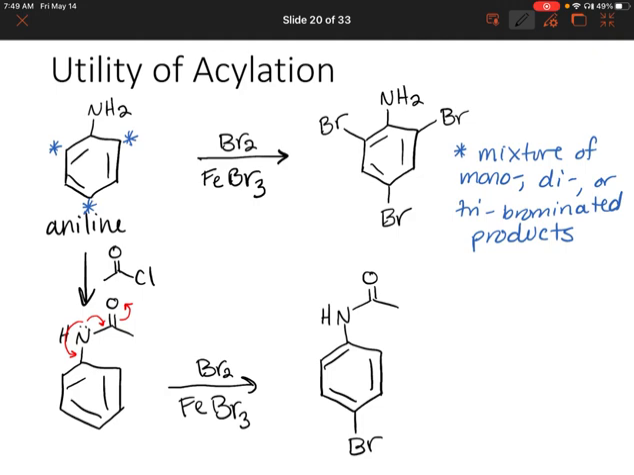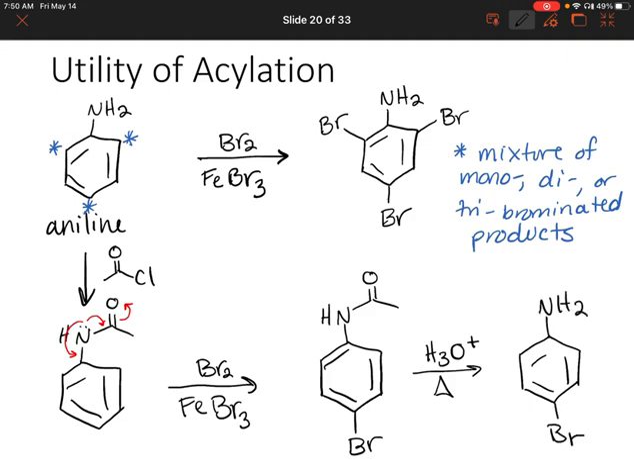Now, at the very end, we probably want to get rid of the acyl group so that we can go back to our amino group. So to do that, you would just add some acid and heat. And that will give us back our amino group.